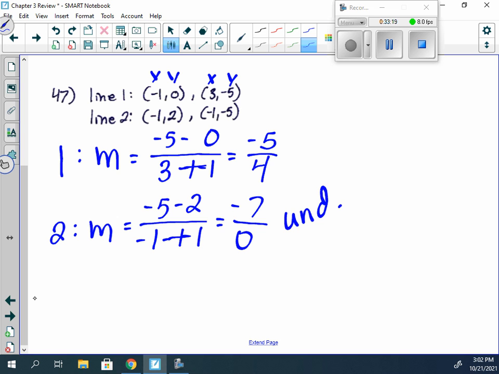So are these 2 slopes the same? Are they opposite reciprocals? Could we change the sign and flip it to go from here to here? No. So these are neither. Because if the slopes are the same, then they are parallel. If we can change the sign and flip one and get to the other, then they're perpendicular. Any questions on this here?